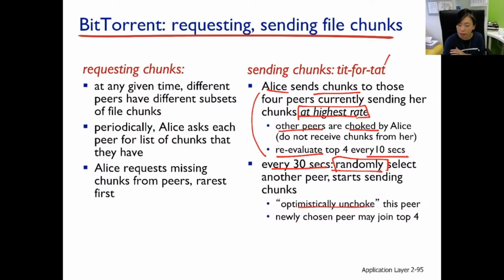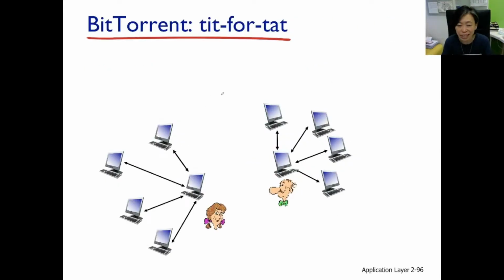So she optimistically unchokes a particular peer. Now the newly chosen peer will join the top 4 and receive chunks from Alice. But this is done at a lower frequency, only every 30 seconds. So mostly she favors those who are contributing more uplink bandwidth, but every now and then, not biased on the uplink capacity of the peers, she openly shares. Interesting, isn't it? And let me animate tit for tat here.